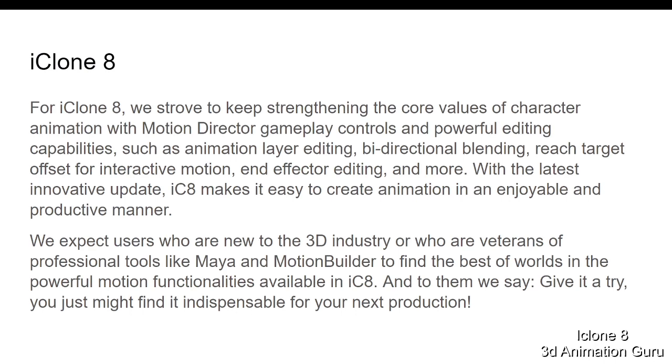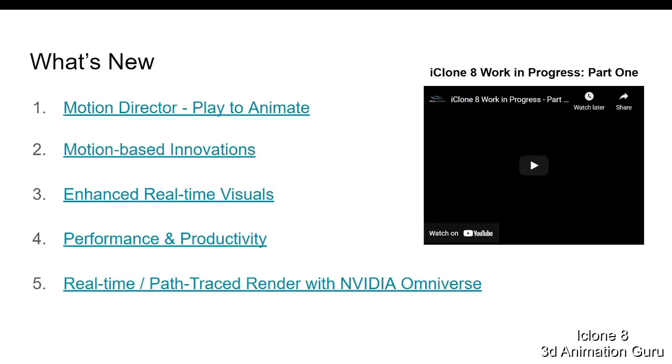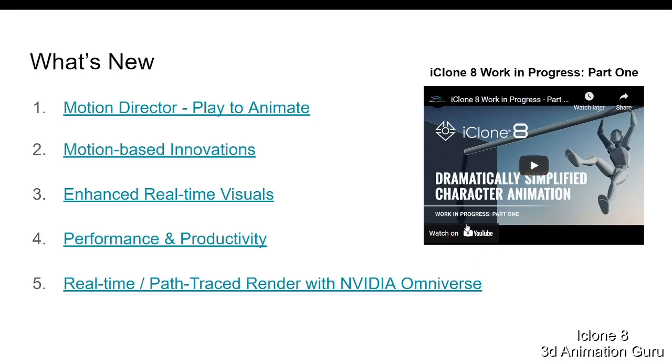So what is new in iClone? We have the Motion Director, Play to Animate. This is a new feature; we are going to look at it and see how it looks. Then we have the motion-based innovations. We have enhanced real-time visuals. Performance and productivity have also increased. We have real-time path-trace render with NVIDIA Omniverse. This is something Reallusion was trying to bring in, because NVIDIA Omniverse is very good at rendering, and I think now they have been able to improve so many things so that it can work very well in iClone 8. We have a very small video here.